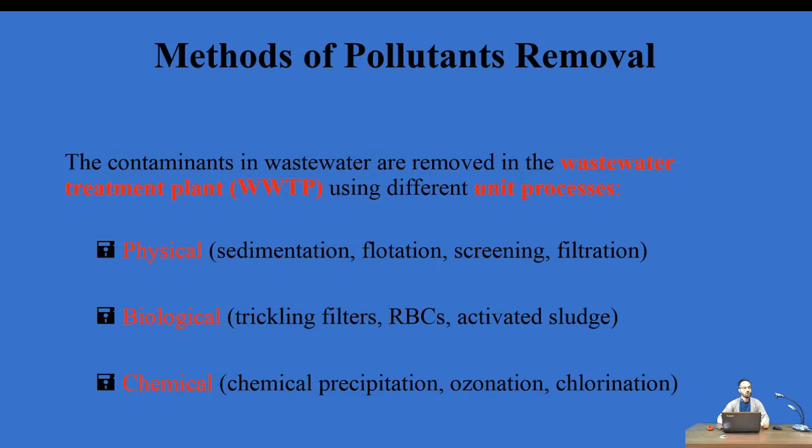Another group is called biological processes, such as trickling filter, RBCs, and activated sludge. This is the most conventional technology used. Another group is called chemical processes, such as chemical precipitation, ozonation, or chlorination.